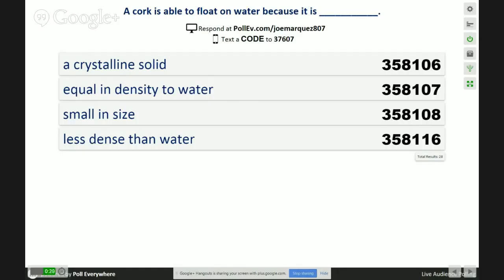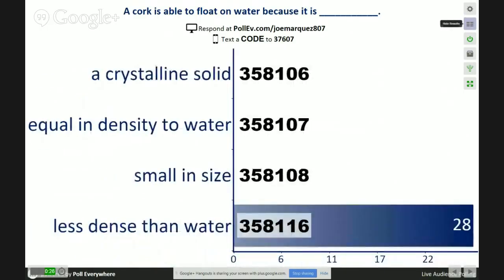Oh, that's 28 responses. Everybody's confident on this one. Let's see. 100%. Yes, it has to be less dense than water. If somebody put equal in density, I would have to give you that as correct. I would have to. Because remember, tie goes to buoyancy.